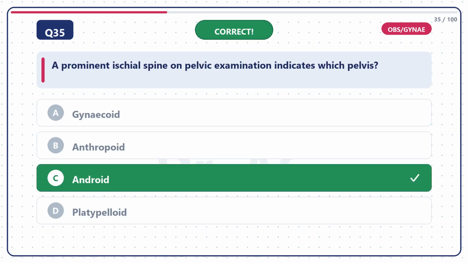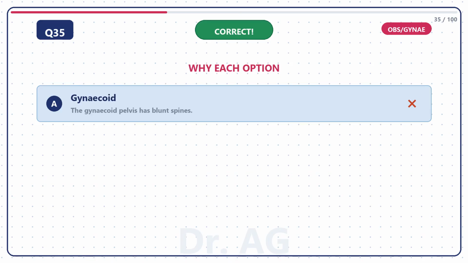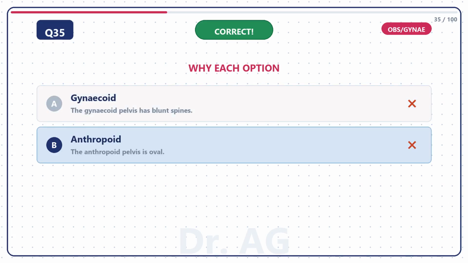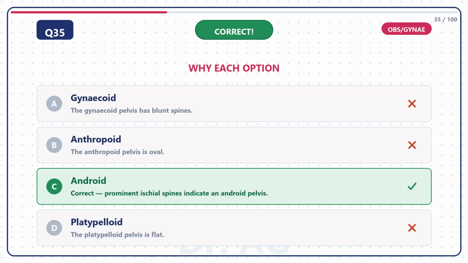The correct answer is option C. Android. Let's go through the options. Gynaecoid. The gynaecoid pelvis has blunt spines. Anthropoid. The anthropoid pelvis is oval. Platypelloid. The platypelloid pelvis is flat. And the correct answer is android. Correct. Prominent ischial spines indicate an android pelvis. So, the right answer is option C.